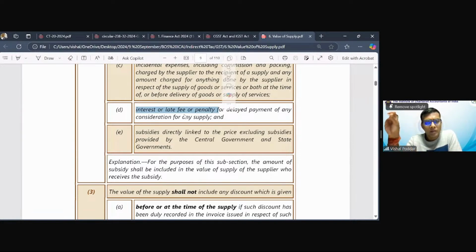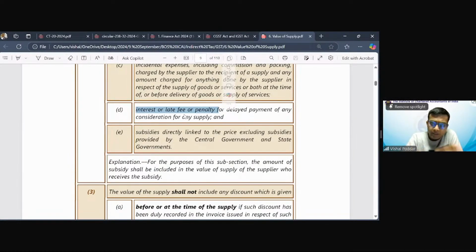So when you will be paying me this amount, at that time, I will raise a debit note for this 10,000 because original 2 lakhs I have already raised invoice for which I have already discharged GST. Whenever you make payment to me of this penalty of 10,000, I will raise a debit note and this particular 10,000 will be considered as part of original supply.